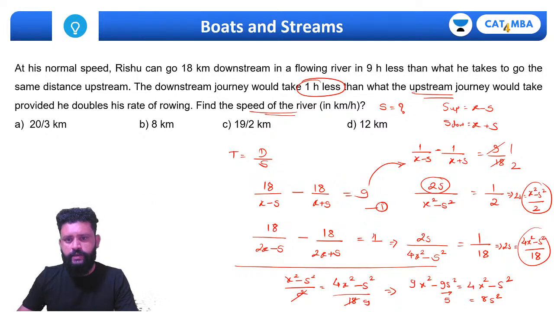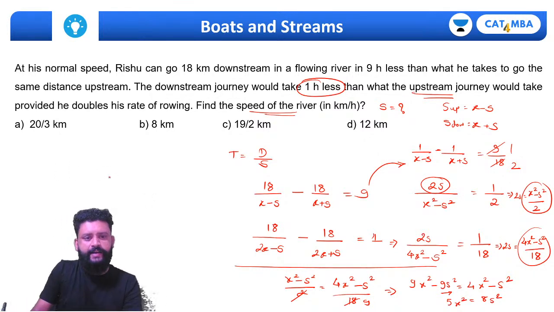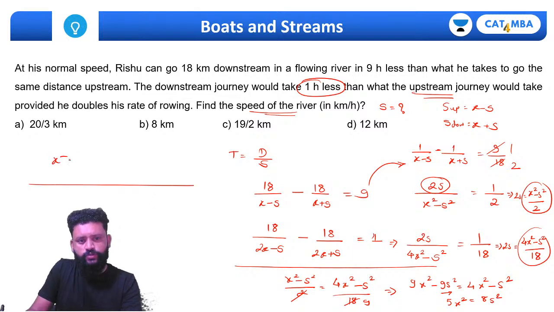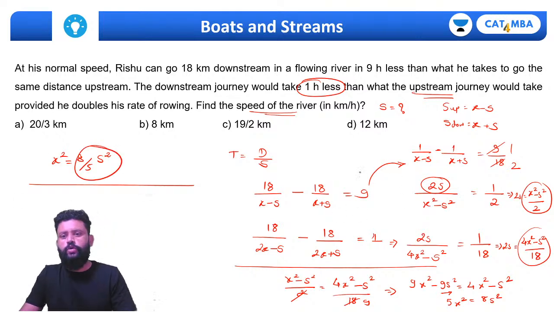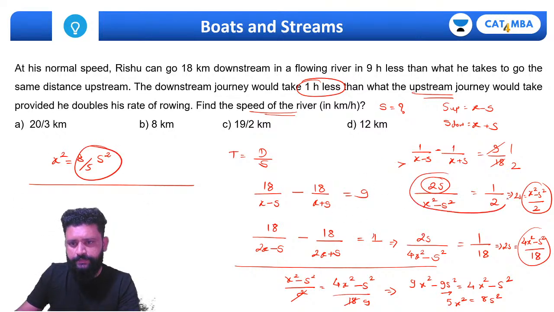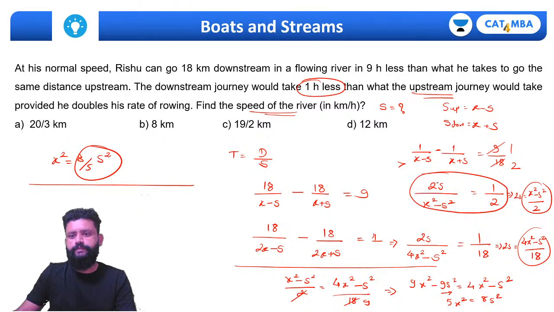Let's not put it here. One thing we can do is calculate the value of s. I can tell you one trick here. 5 x square, right? So I'll write here, I'm getting x square is equal to 8 by 5 into s square. Okay, so I'll simply put it here. I'll put the value of x square and get the value for s.